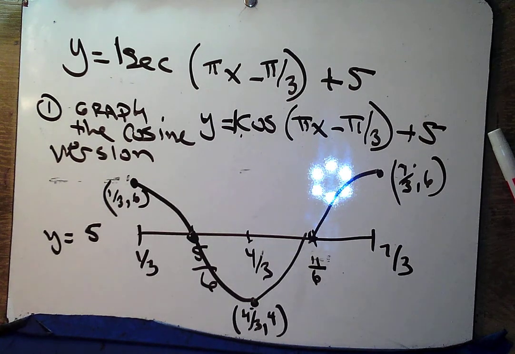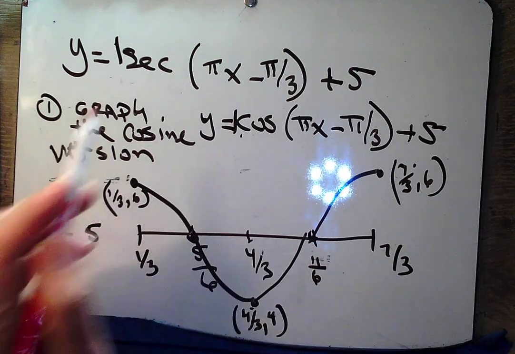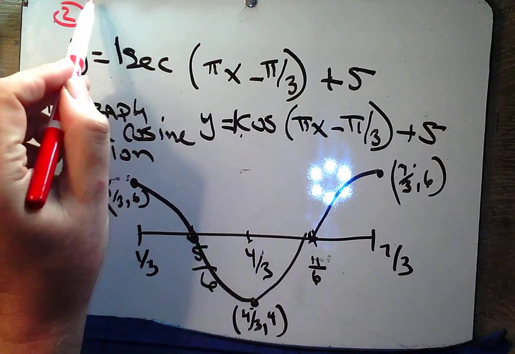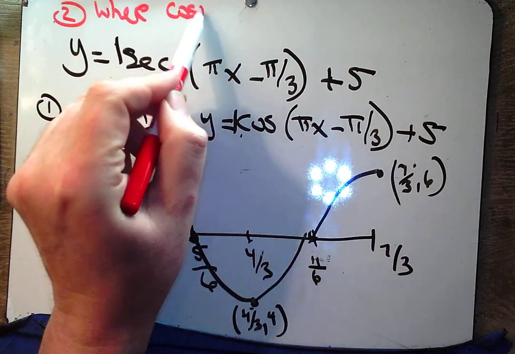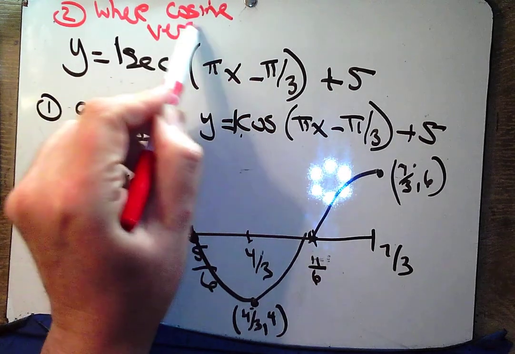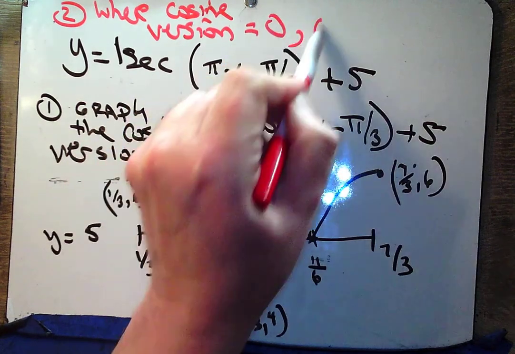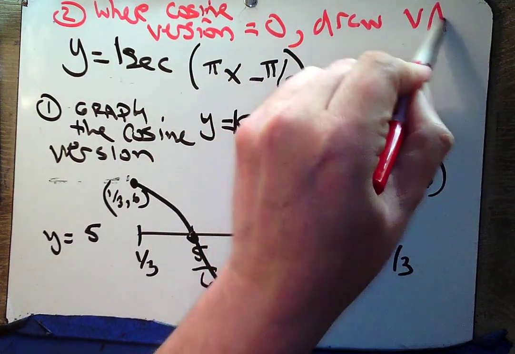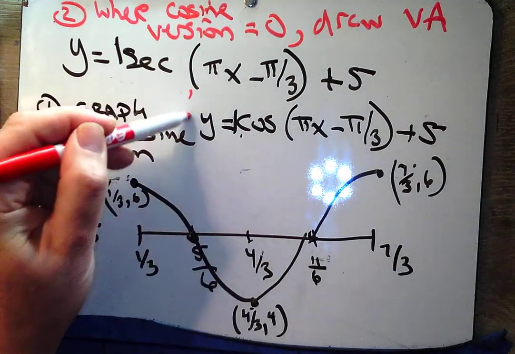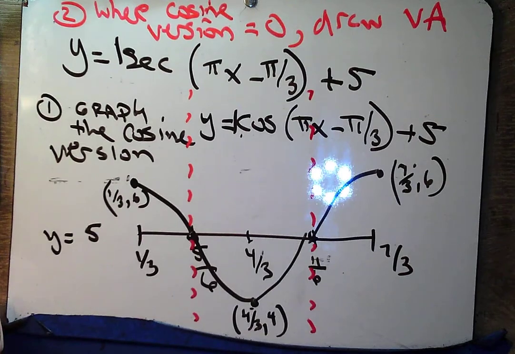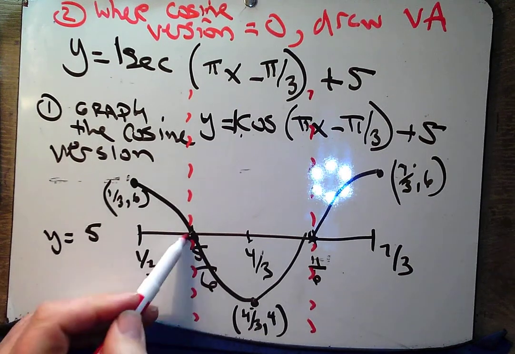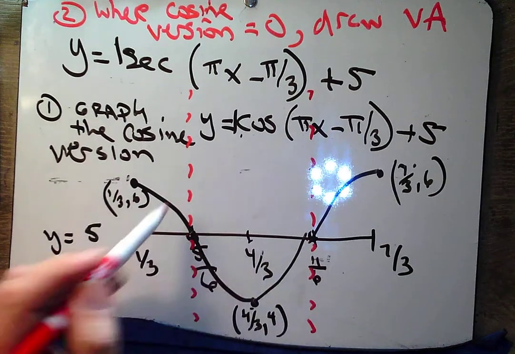Now, step 2. Don't worry, there's only this next step and one after that, and we'll be all good and done. Step 2, where the cosine version equals 0, draw vertical asymptotes. Okay. Drawing vertical asymptotes where the cosine version is 0. See, those were the cosine's zeros.